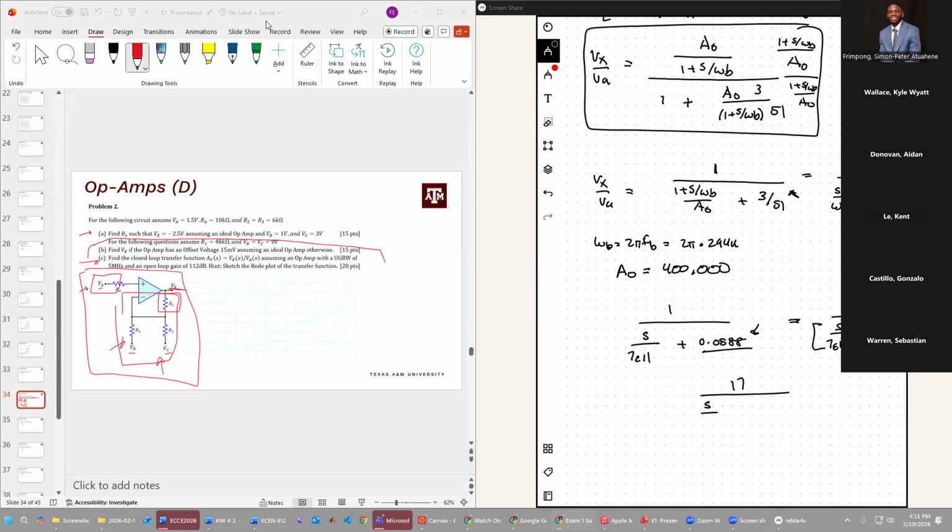Divided by 17 is getting like 4.4, 4.3 e to the 10. I need to double check this portion, but I'm getting 1 plus all of this.